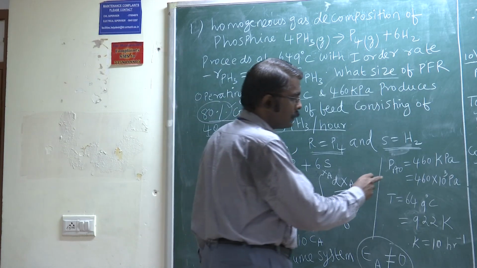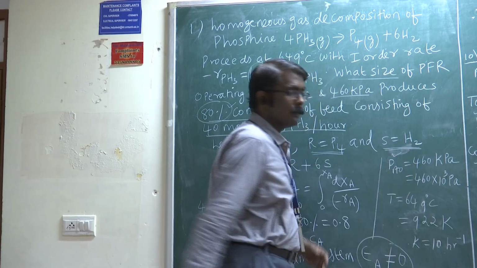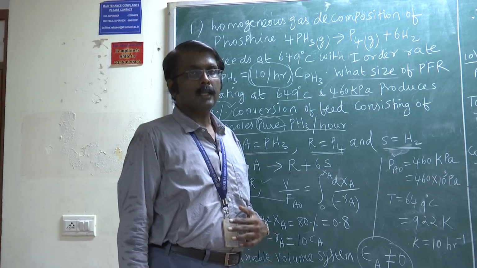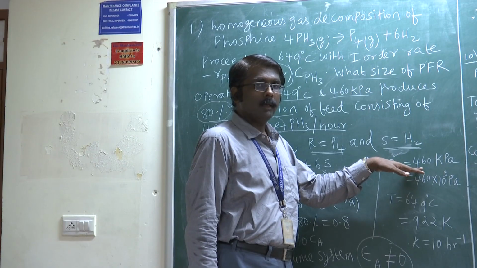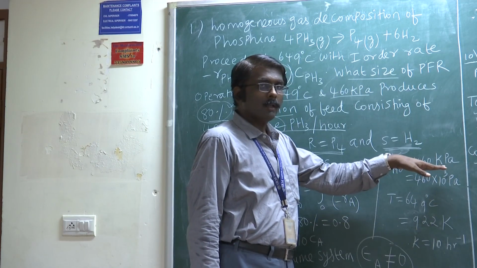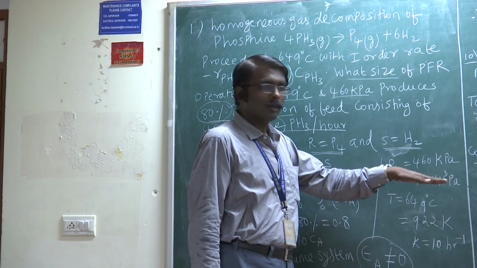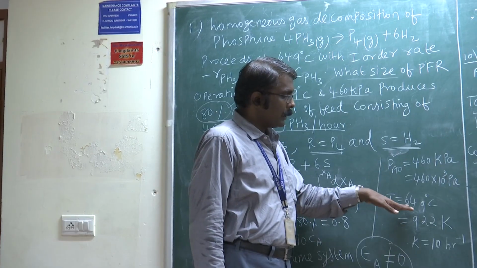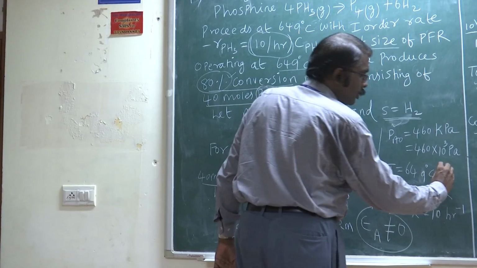Like that, these data also are given in the problem statement itself. PA0 is the initial partial pressure of component A, which is equal to 460 kilopascal. It is advisable to convert the unit into the SI system of units. Since everywhere it is given in kilopascal, it is better to convert the unit into pascal, so 10 to the power of 3 pascal. The temperature is also given in terms of centigrade, and it is converted into Kelvin.